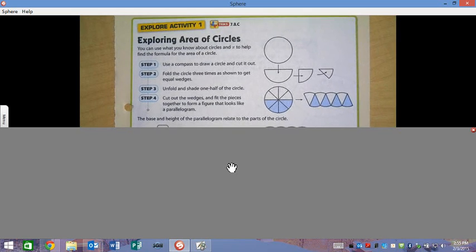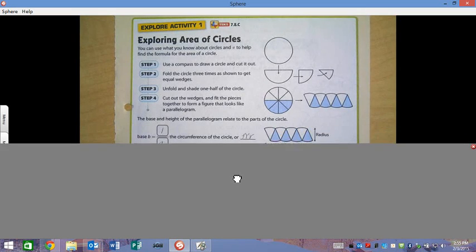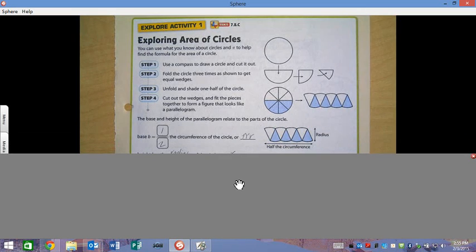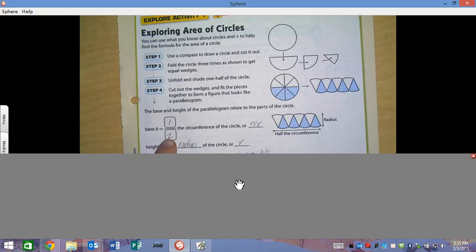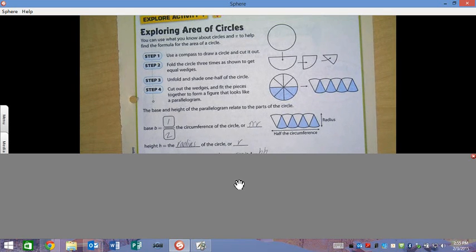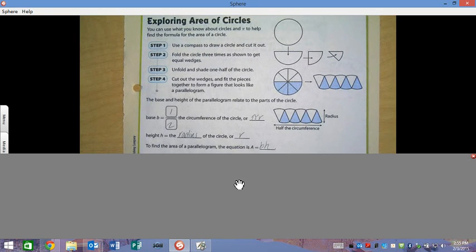So, see, this is how they did it here. Our base, B, is 1/2 of the circumference of the circle, or pi times the radius. Then our height is the radius of the circle, so that is an R. We represent our radius with an R. To find the area of the parallelogram, the equation is area equals base times height. You should be familiar with this one.